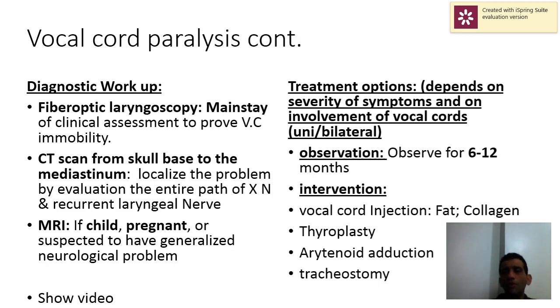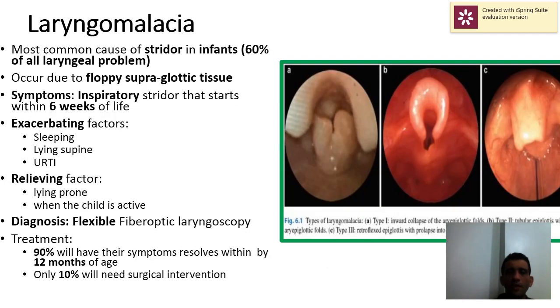The treatment options depend on the severity of the symptoms. Observe unilateral vocal cord paralysis for up to 1 year. We can inject the vocal cord to prevent spells of aspiration and to correct the voice disorder. Thyroplasty, arytenoid adduction, and tracheostomy are among the treatments of vocal cord paralysis.